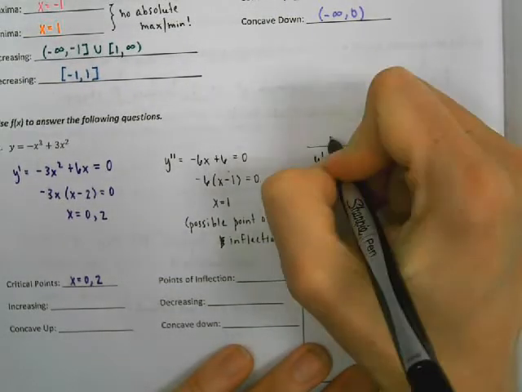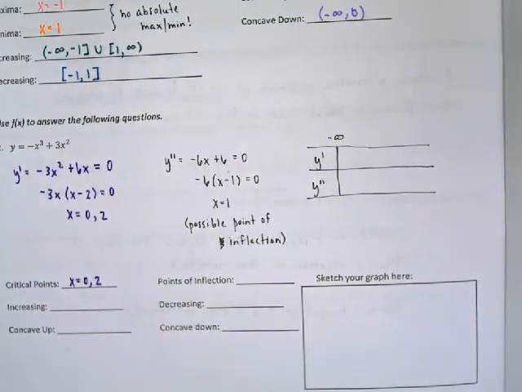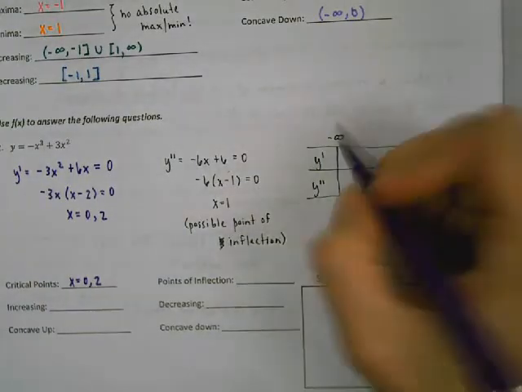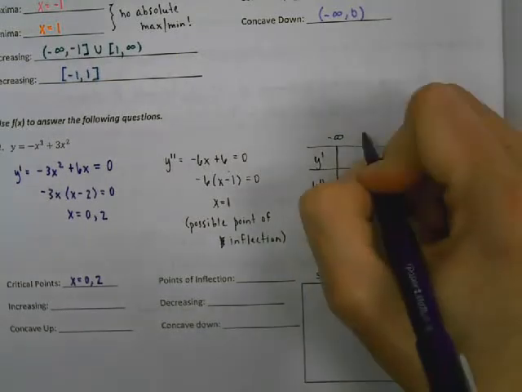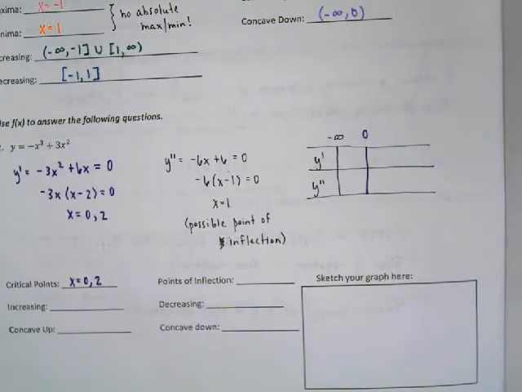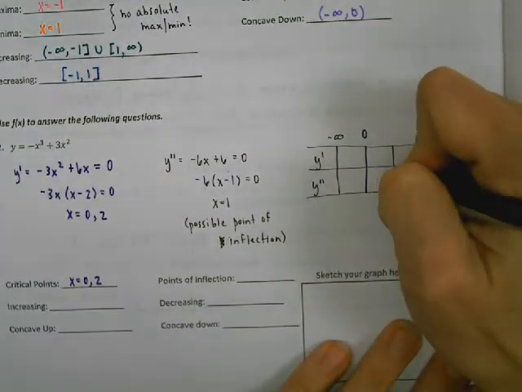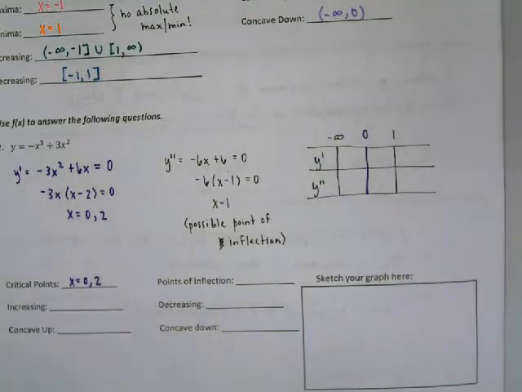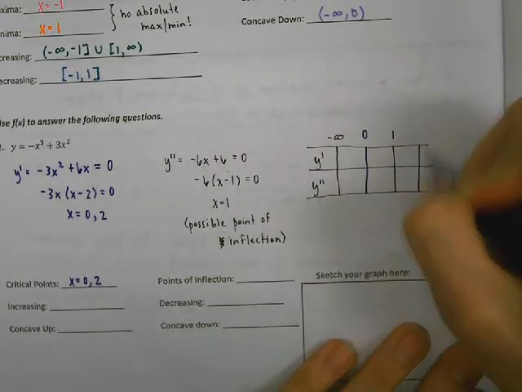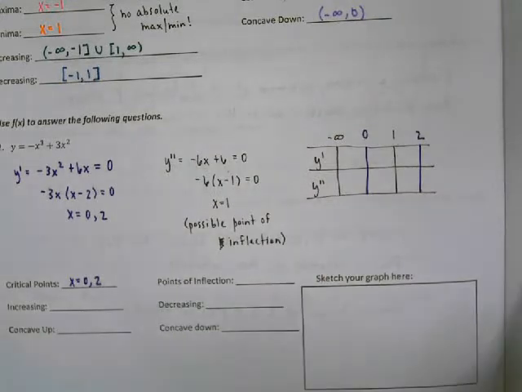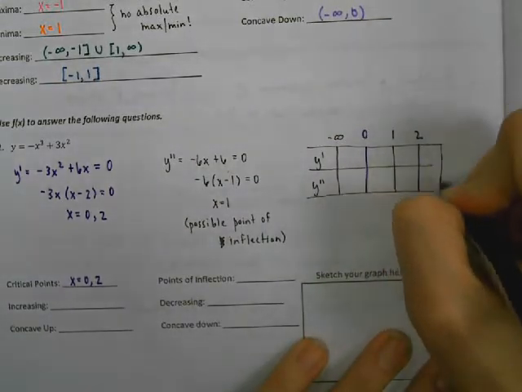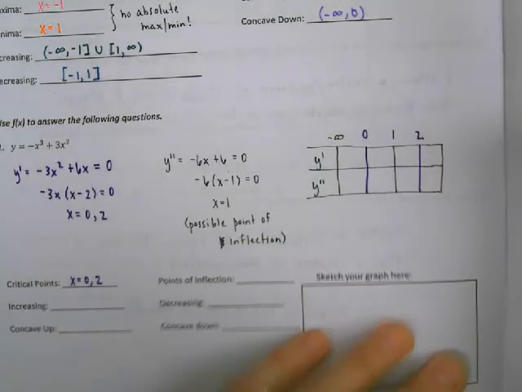And now at the very end, I'm going to have negative infinity. Then I have my first critical point, x is 0. I have a point of inflection in between there. I have another critical point, and then at the end I have infinity. And so now I'm going to test my intervals.